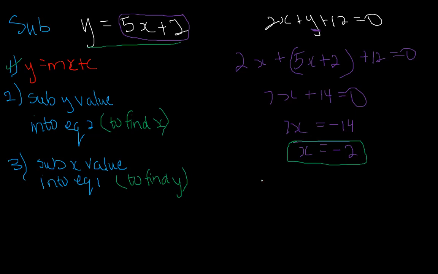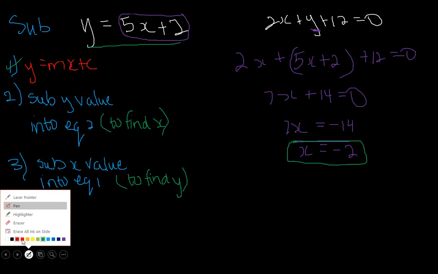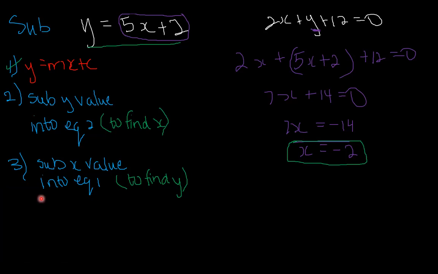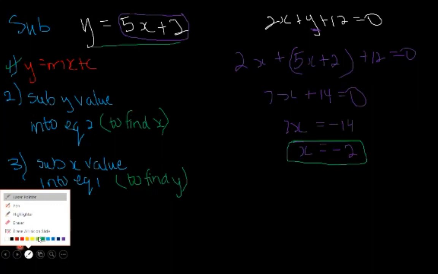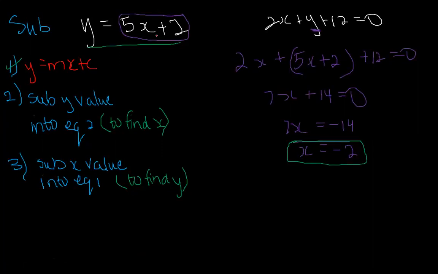Right. And now we want to find y. So we sub, which means substitute, our x value that we got from this step. So x is equal to minus 2 into our first equation. What does that mean? Wherever I see x in this first equation, I'm going to replace it with minus 2.